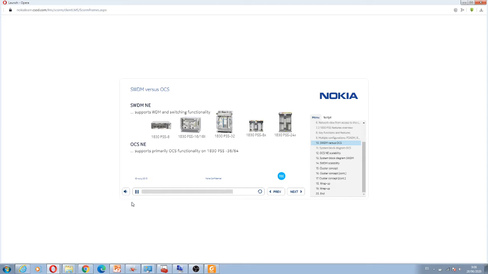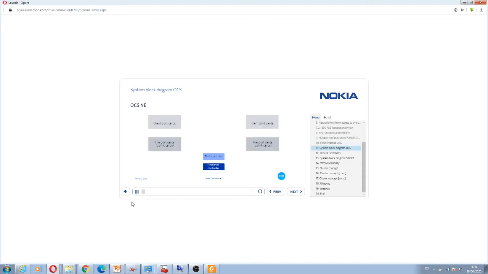The second NE type is the OCS-NE, which supports primarily the switching functionality. OCS-NEs are PSS-36 and PSS-64. This diagram explains an OCS system. The TDM switching is performed by an agnostic matrix. The agnostic matrix switches client port to client port or client port to uplink card.